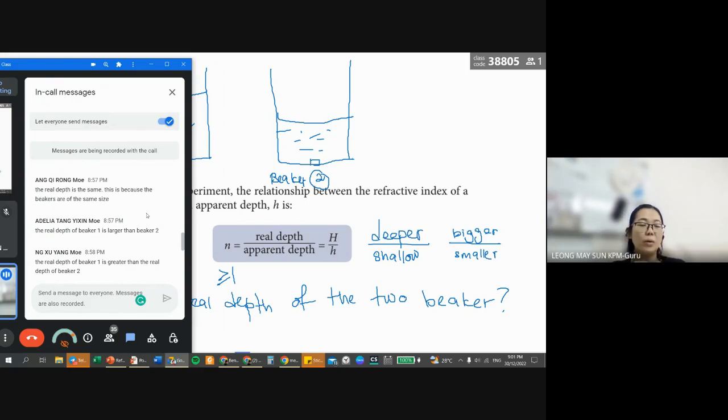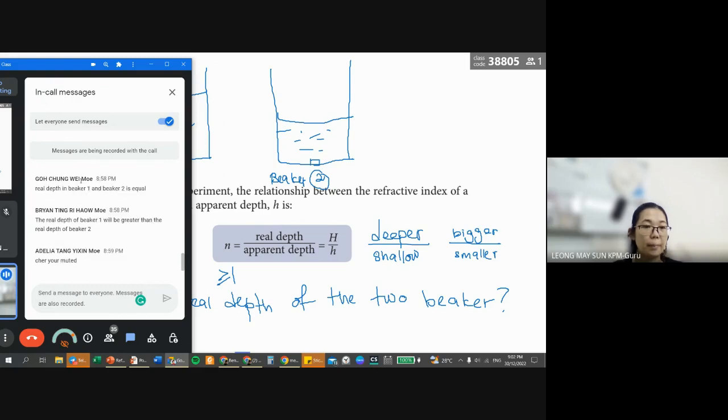If it's me, I could accept it, because I'm not an English teacher, but I don't really like how that sentence reads to me because the word larger means bigger. Xiang actually used the word greater, which is much more acceptable. Real depth of beaker 1 is greater than real depth of beaker 2. You don't have to repeat real depth so many times. You can just say real depth of beaker 1 is greater than beaker 2. Sufficient. Ray's answer is definitely wrong already because Chirong also gave the same answer.